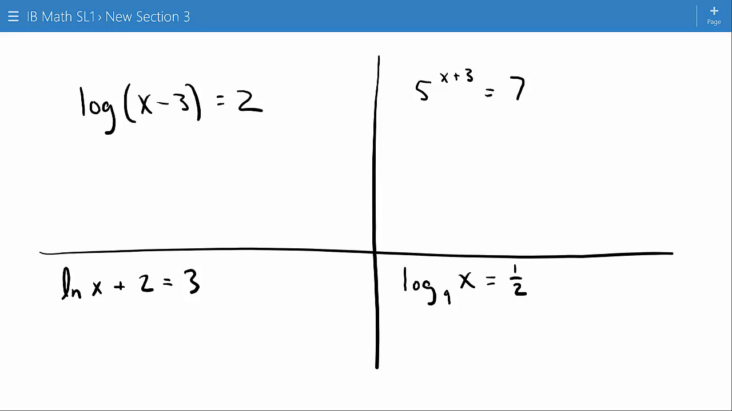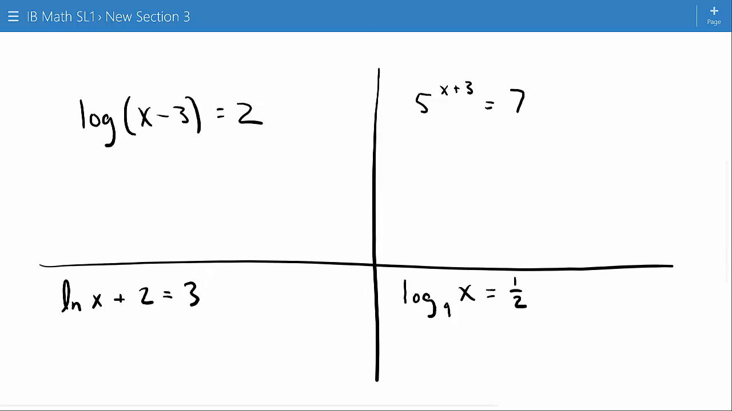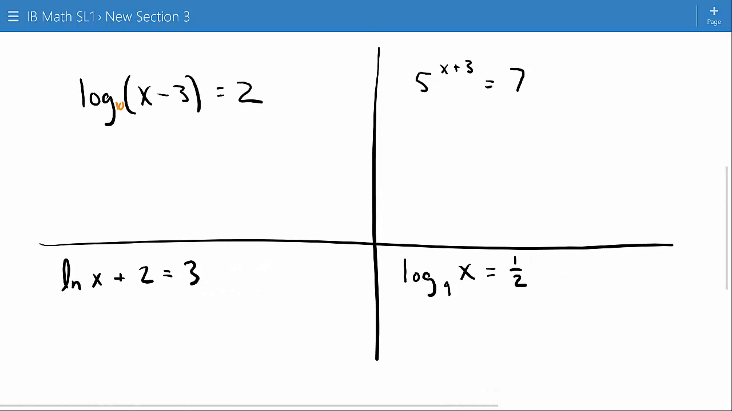So log x minus 3 equals 2. Remember, this is log base 10. And this logarithm is by itself right now. So we change to the exponential form. We have a base of 10. Remember that logs are equal to exponents. So we have 10 squared equals x minus 3. So if 100 equals x minus 3, x has to be 103.